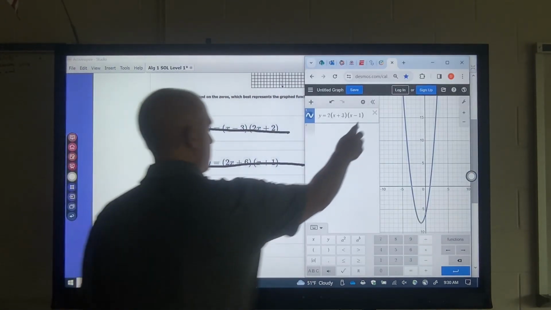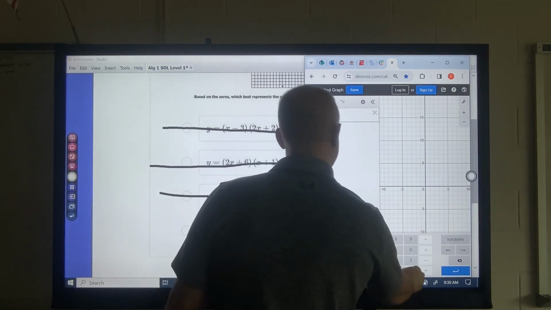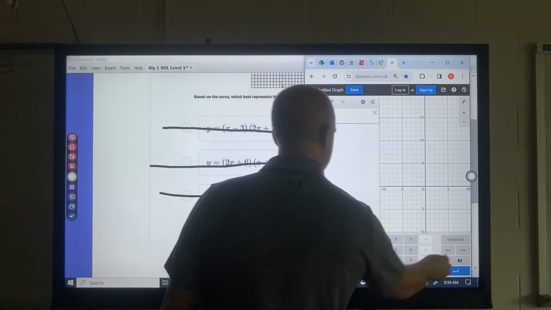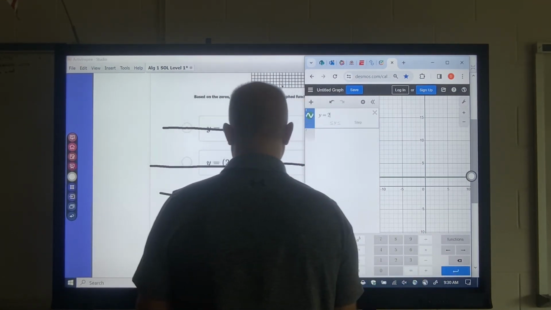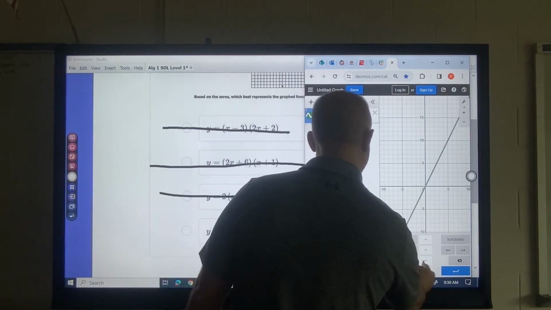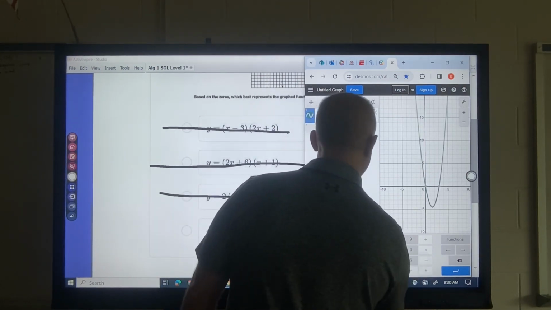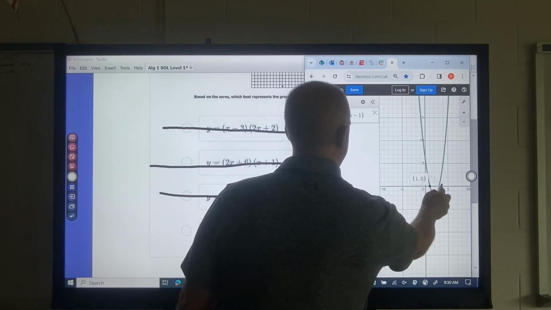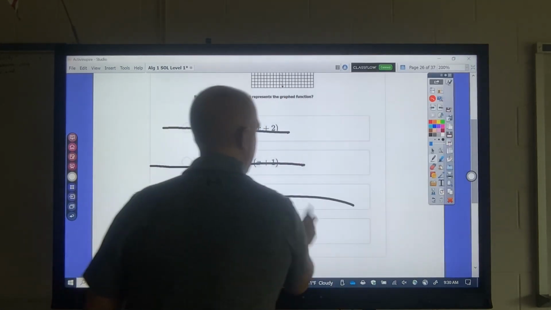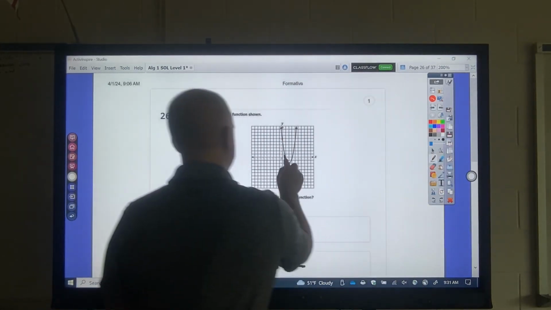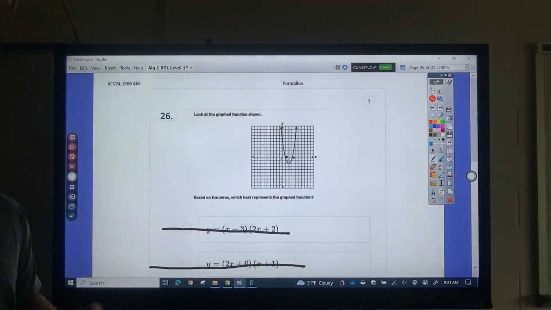And then this one. Y equals 2, x minus 3, x minus 1. And that crosses at 1 and 3. And that's going to be my answer because that's where it crosses here, 1 and 3. Okay, graph match.